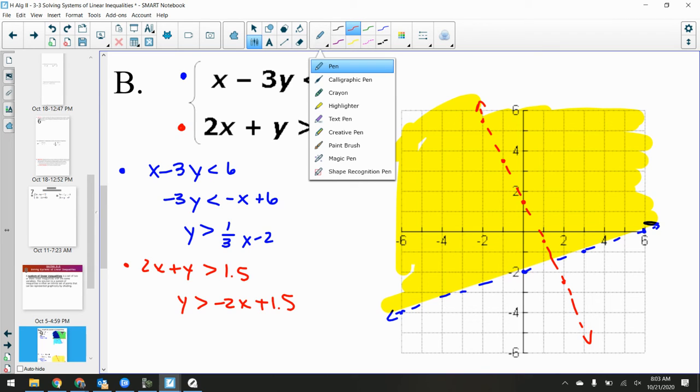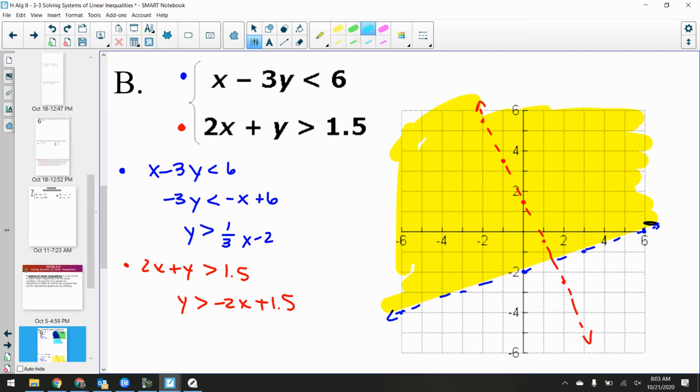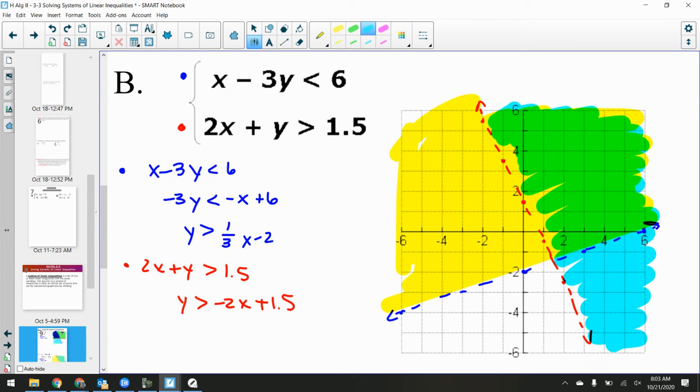So now, let's see, will blue do it? There we go. Yeah, it does change. Okay, cool. Yellow and blue work. So any coordinate in that green region would be a solution. Any coordinate in just the blue? Nope. Any coordinate in just the yellow? Nope.